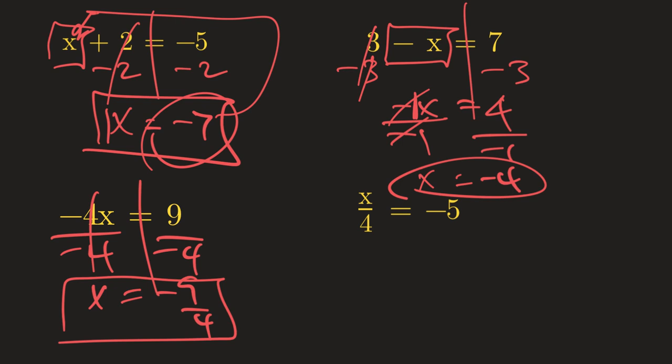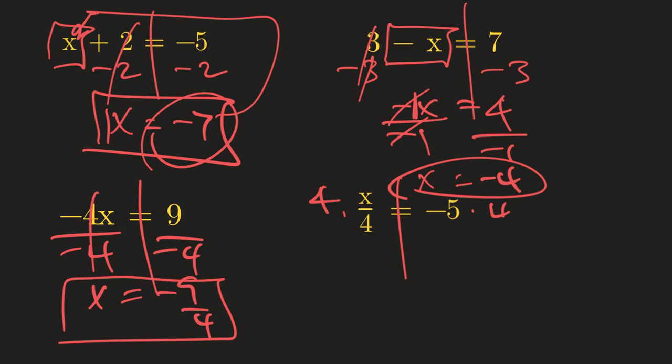All right, bottom right. What's going on between the x and the 4? They're being divided. So if x is being divided by 4, how do you think we're going to get rid of that 4? Multiplication. We're going to do the opposite. We're going to multiply both sides by 4. X is being divided by 4, therefore let's multiply by 4.